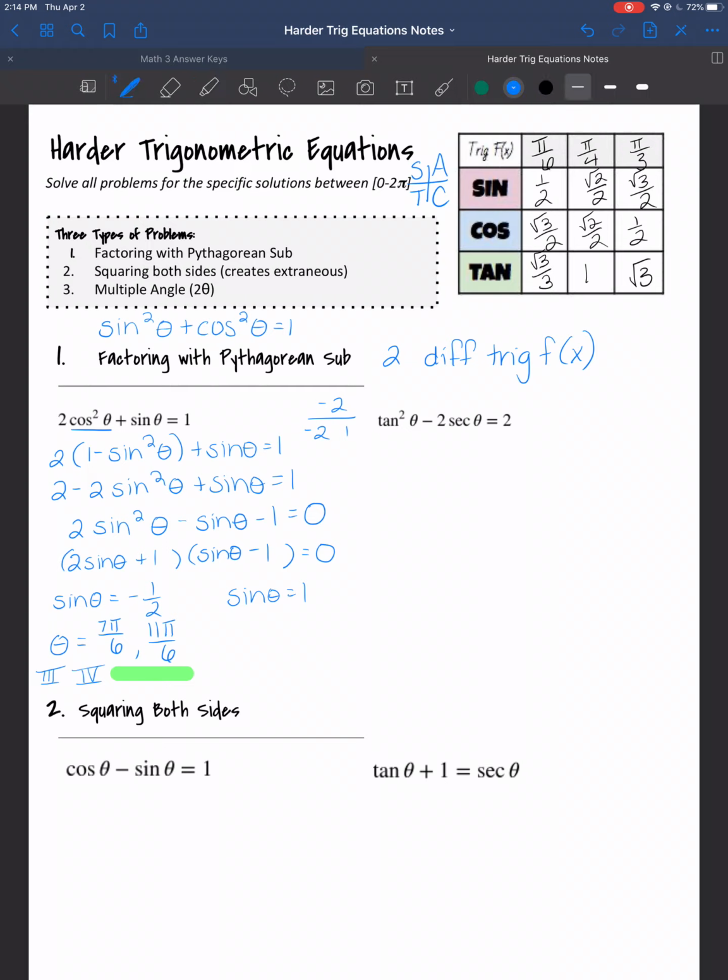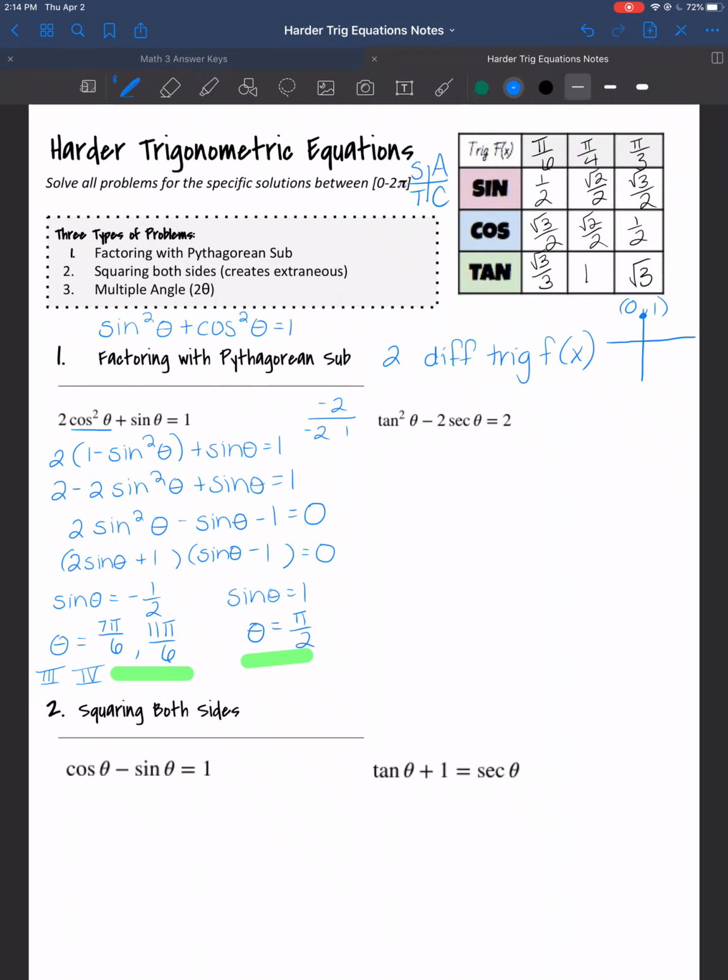And then over here, sine theta being positive 1, that's going to be on the quadrantals. So if I draw that over here, trying to think where the y value would be 1, that would happen here at pi over 2. So I get one solution for that factor. So that gives me overall 3 solutions for the first example.